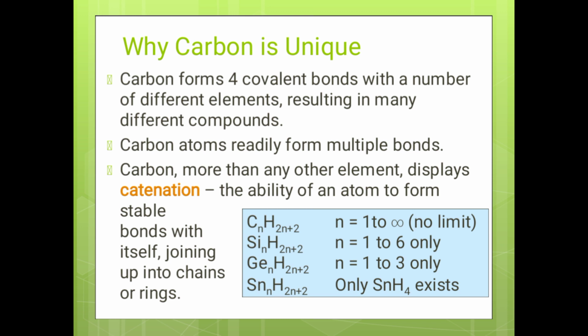When we say multiple bonding, it means that carbon can exist as a single bond. Like for example, you can have carbon to carbon single bond. You can also have carbon to carbon double bond. You can also have carbon to carbon triple bond. So because of this property, carbon has the ability to form different types of bonds, single, double, or triple bonds. So that is why it is also considered a main element in organic chemistry.